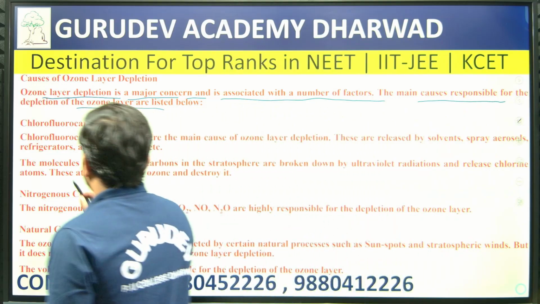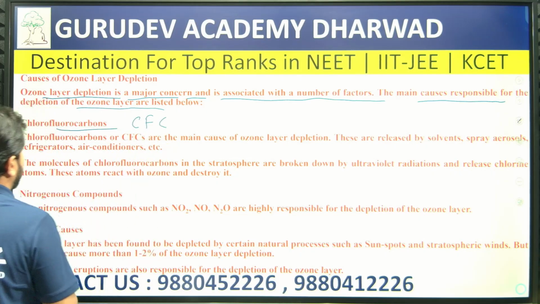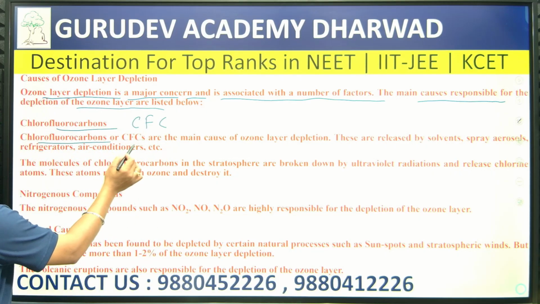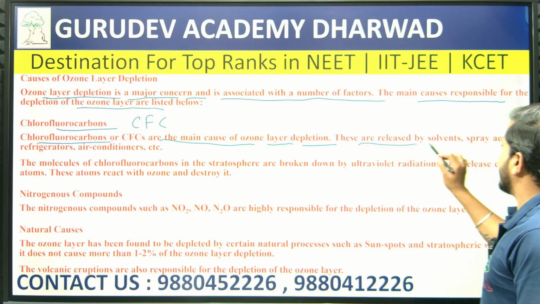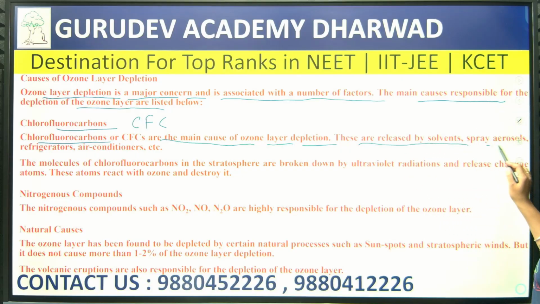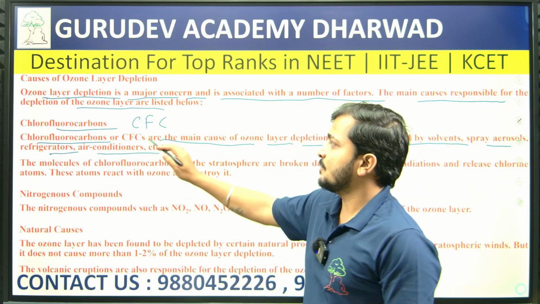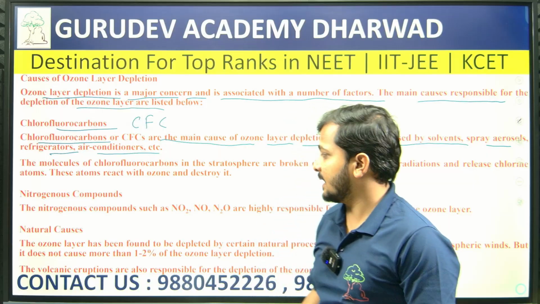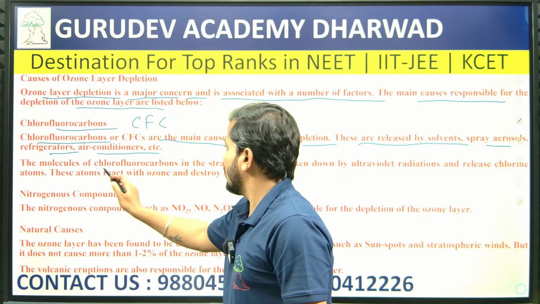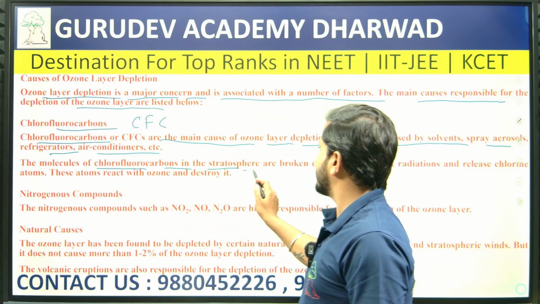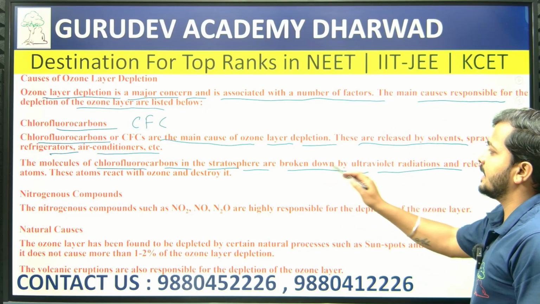One is the chlorofluorocarbon, that is CFC. Chlorofluorocarbons are the main cause of ozone layer depletion. These are released from solvents, sprays, aerosols, and even refrigerators and air conditioners, from where the CFC is released, which is going to affect the ozone layer. The molecules of chlorofluorocarbon in the stratosphere are broken down by ultraviolet radiation. Ultraviolet radiation, what is it going to do?